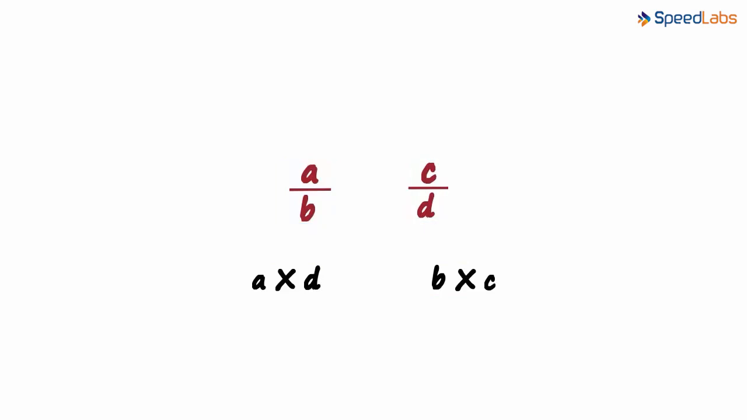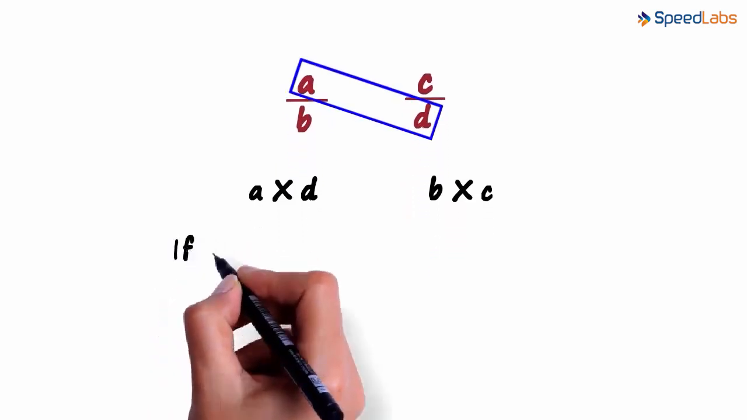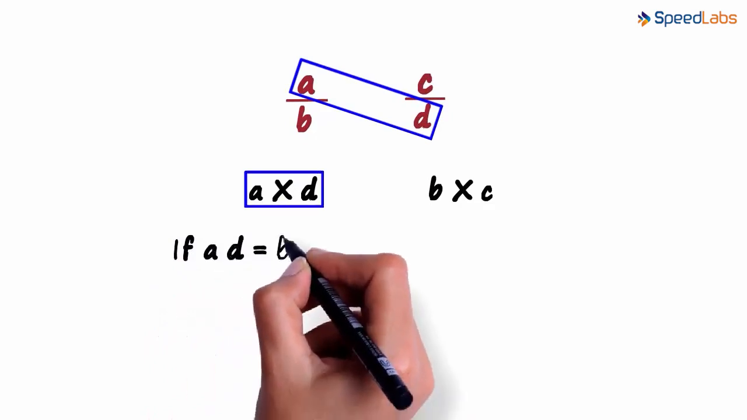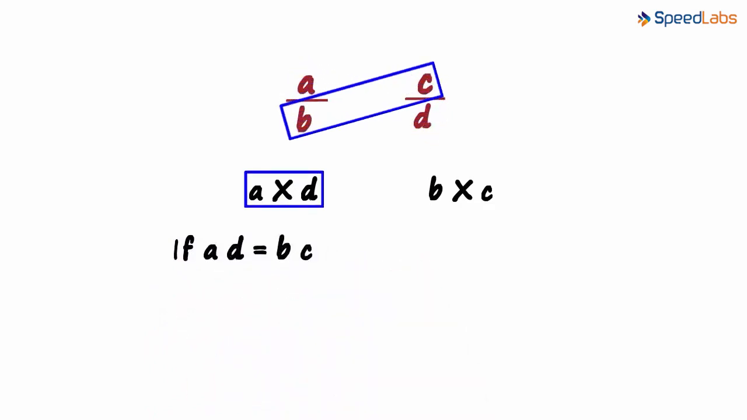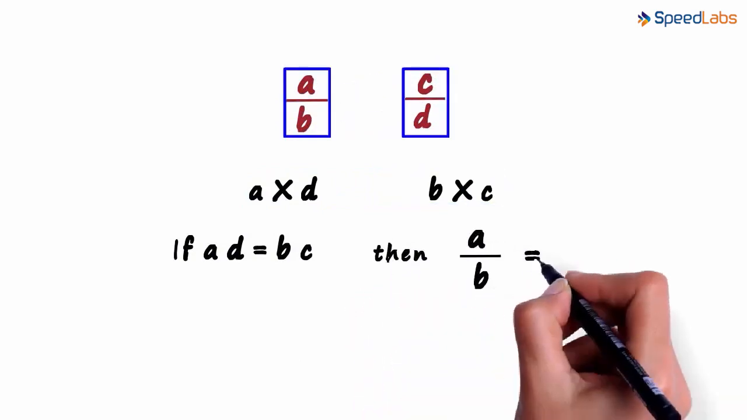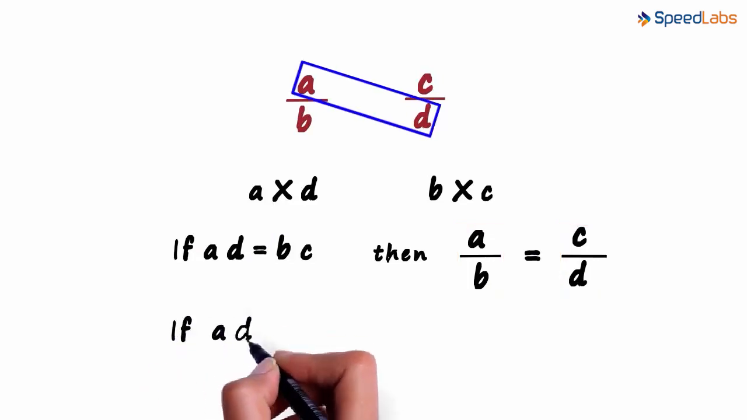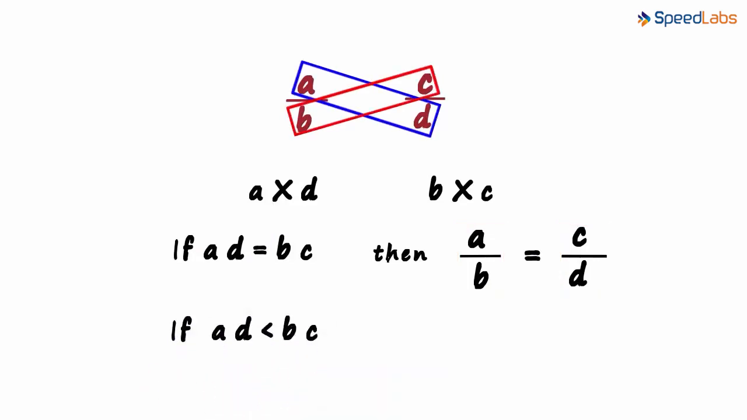There are three simple things we need to understand here. If AD, which is the product of A and D, is equal to BC, the product of B and C, then A by B will also be equal to C by D. If the product of these two integers is equal to the product of these two integers, then the two fractions will be equal. But what if AD is less than BC?